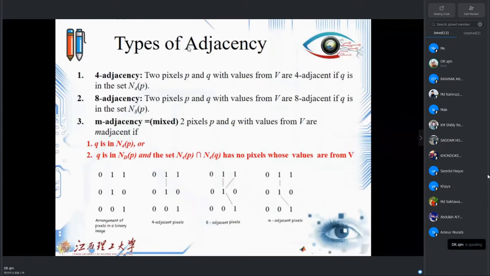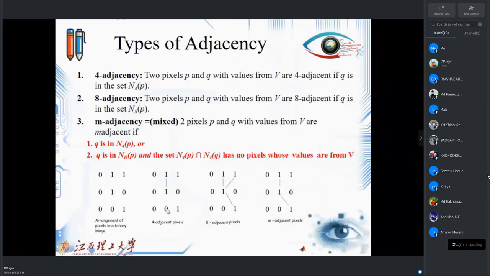For the adjacency, we have some types. Mainly they are divided into three parts. Part one is four adjacency, in which two pixels P and Q with values from V are four adjacent if Q is in the set N4 of P, means that it has the four neighbors. See the below picture, which has the four adjacent pixels. Suppose the one in the middle is the pixel that we want and it has four neighbors, then we can say that this is the four adjacency.